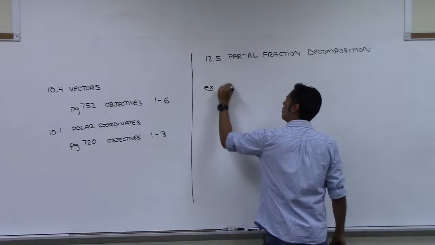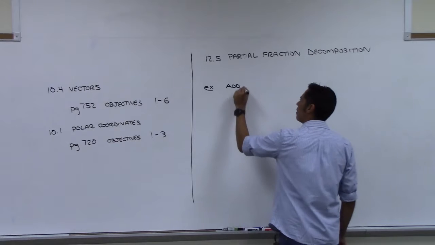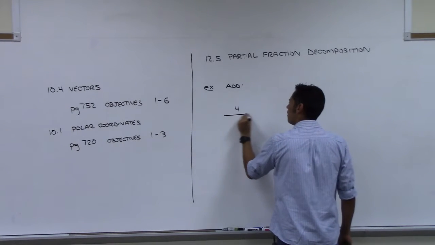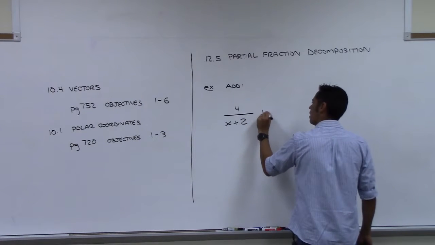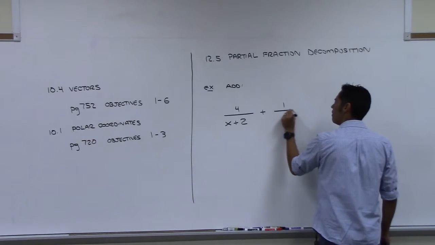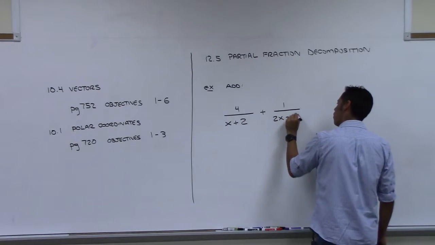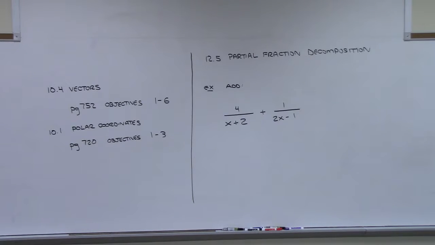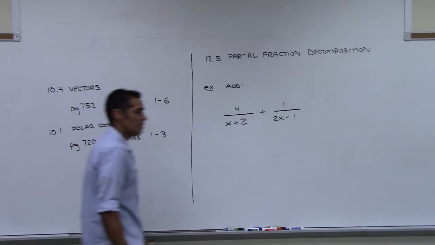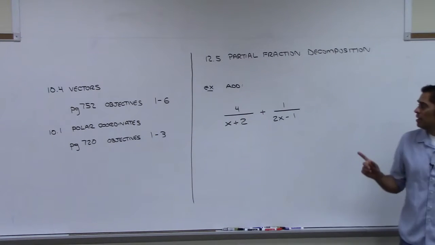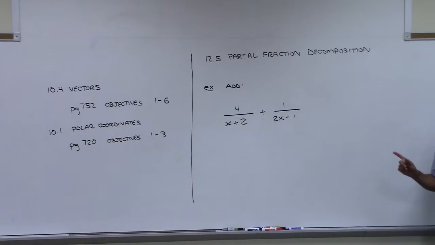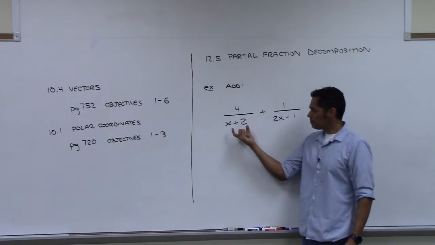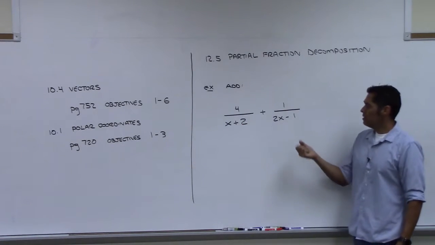So here's what I'd like for us to do. I'd like for us to add these things together. Here we go. I want you to add 4 over x plus 2, add that to 1 over 2x minus 1. Common denominator, that's right. Okay, so I heard what I wanted to hear. If you're going to add 2 fractions, you have to have a common denominator, don't you? All right, so the common denominator is going to be both x plus 2 and 2x minus 1.